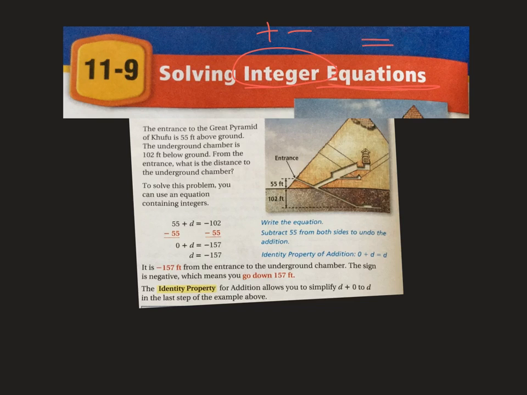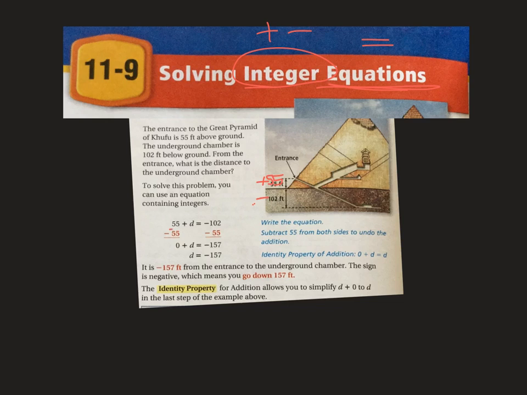Okay, the entrance to the Great Pyramid of Khufu is 55 feet above ground, so that'd be plus 55. The underground chamber is 102 feet below, so that'd be negative 102 feet below ground. From the entrance, what is the distance to the underground chamber? Okay, so to solve this problem, you can use an equation containing integers.